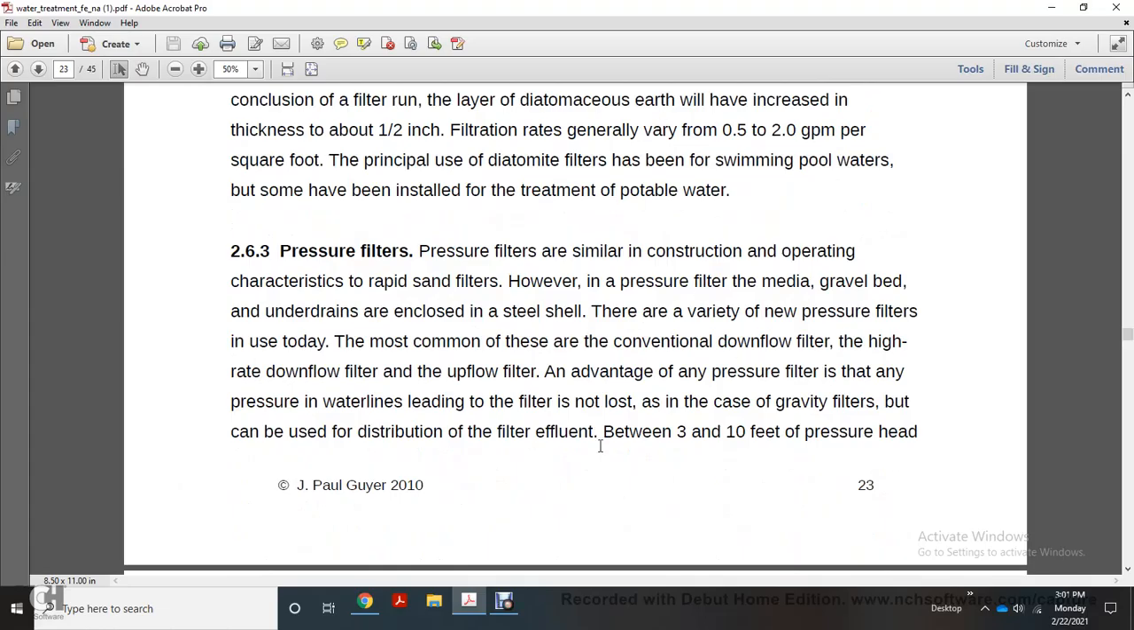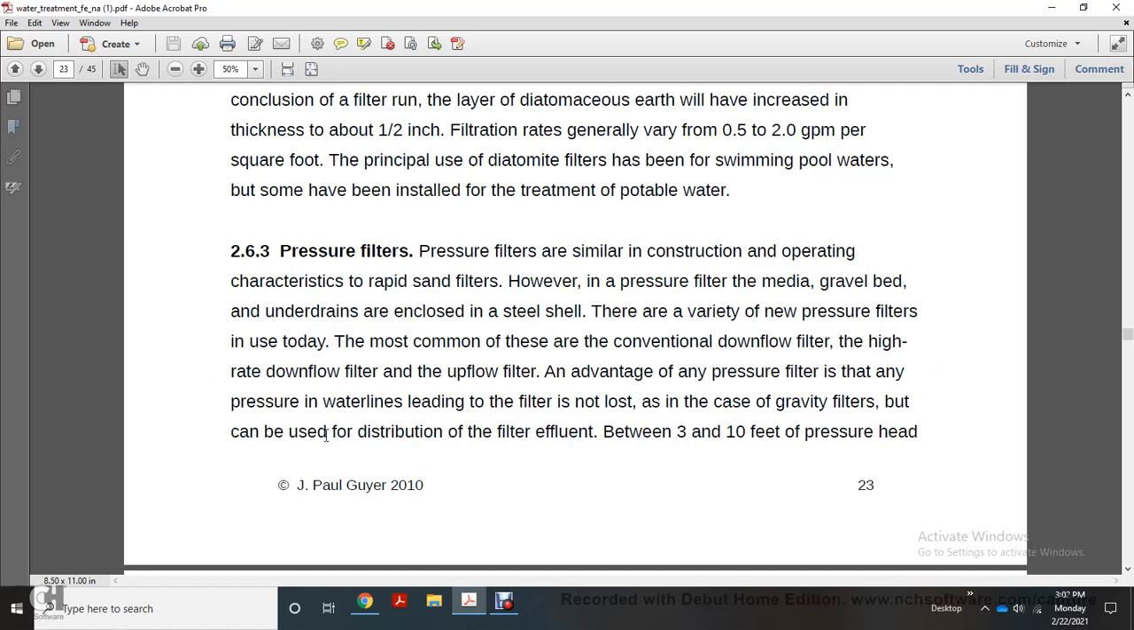Alright, pressure filters. Pressure filters have some of the construction and operating character of the rapid sand filters, with the filter medium, gravel beds, and under drains enclosed in a steel shell with a very low net. New pressure filters in use today, the most common of these: conventional downflow filter, high rate downflow filter, upflow filter.